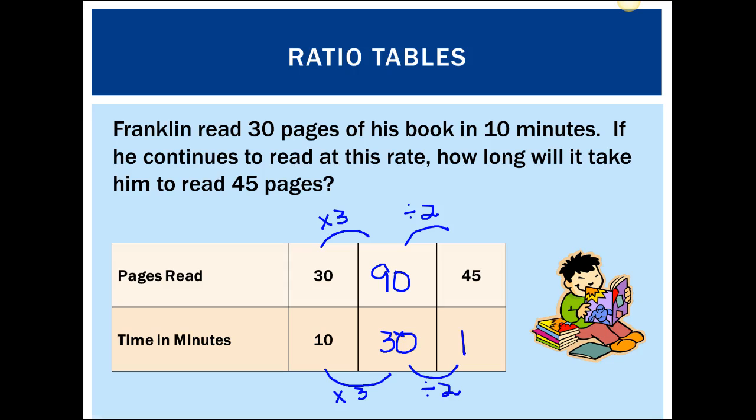So as you can see, there are different ways that you can approach solving ratio tables. The most important thing to remember is that we are working with equivalent fractions. So whatever you multiply the top number or numerator by, you must also multiply the bottom number or denominator by. The same goes for division. This concludes the lesson on ratio tables.